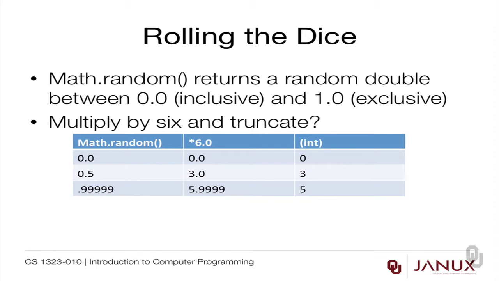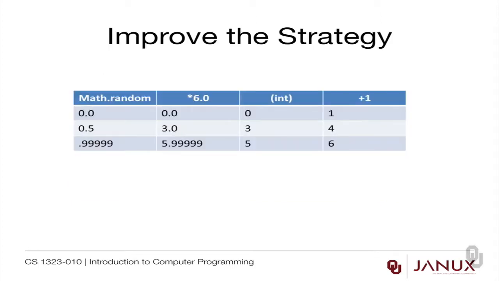If we multiply by 6, we'll get 0.0, 3.0, and 5.999. Now, when we truncate that to an integer, what we get is 0, 3, and 5. When you look at that table, you'll see those are not the outcomes we want from dice. Dice should be between 1 and 6. So what we need to do is improve our strategy. After we truncate to an integer, we need to add 1.